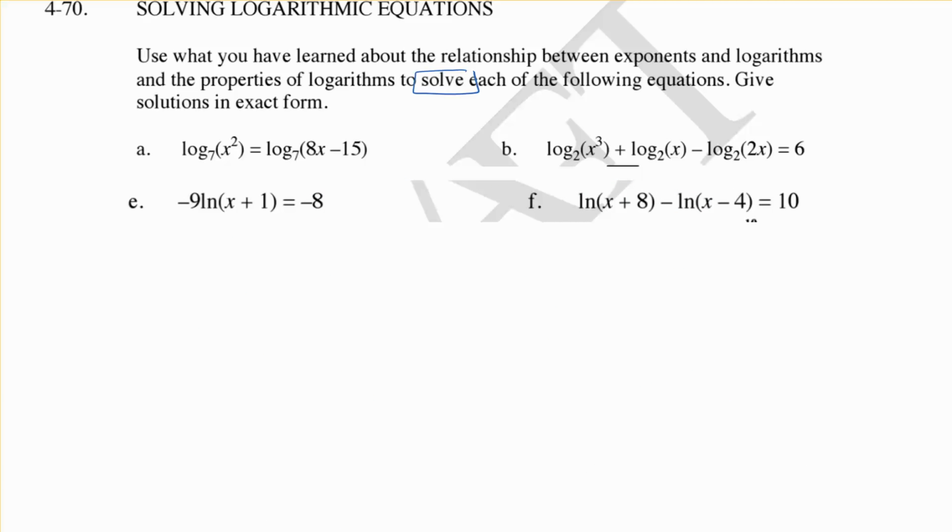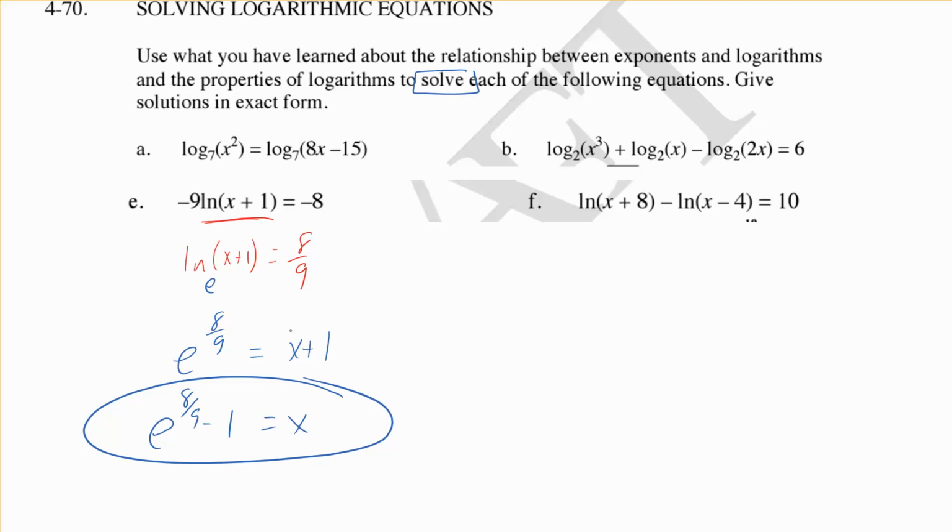And then finally, I always want to get these natural logs by themselves. So I'm going to divide that negative 9 over. Natural log of x plus 1 equals 8/9. Again, natural log means there's an e down there. E to the 8/9, I'm putting it into exponential, equals x plus 1. Subtract the 1 over. E to the 8/9 minus 1 equals x. And that would be the exact form.